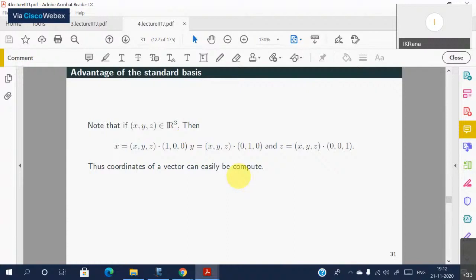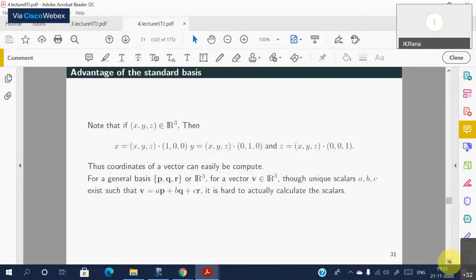So it says if you have a basis where the elements are mutually perpendicular to each other and each has length 1, then you have an extra advantage: the coordinates of that vector are immediately known. Because in a vector space, given a vector v and an ordered basis, there is a unique linear combination, so we can get the coordinates of that vector, but we don't know how to compute those coordinates easily. Here it gives a very easy way of computing them. If the basis has that special property, then the coordinates are immediately known.